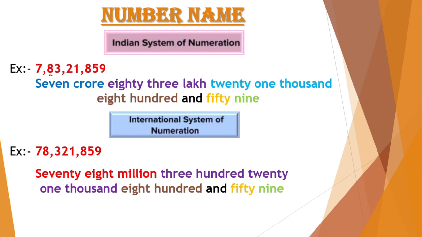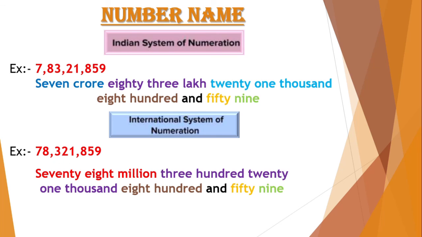And we have 8 and 3 in lakhs period. We don't call it like 80 lakh and 3 lakh. We read it together, like how you read 59, 64, 34. Like that we read 83 lakh together. And we have 21,000 and 859. As you all know how to read 859. So the whole number is named as 7 crore 83 lakh 21,859.